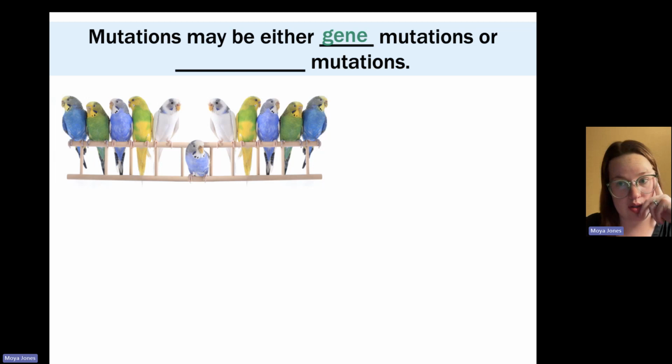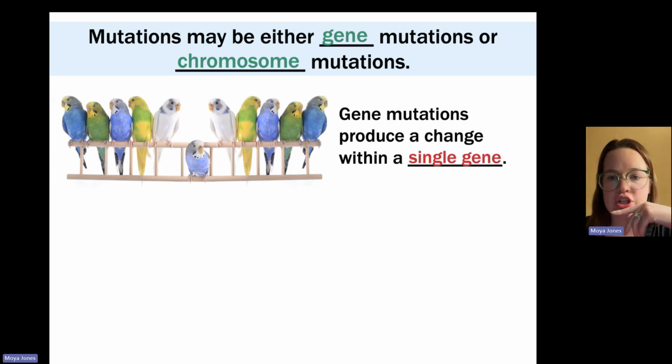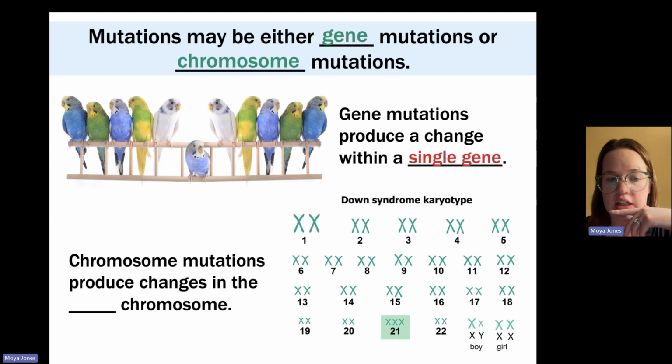Mutations can either be gene mutations, which is all of the mutations we just talked about. When you change one portion of a little bit of DNA, whether it's a point mutation or a frame shift mutation or an inversion mutation, you're just dealing with one gene. That is a gene mutation. There are also chromosome mutations, which are what we talked about with the karyotypes. So if we're talking about trisomy or monosomy, those would be chromosome mutations because that's a difference in an entire chromosome. Gene mutations produce a change within a single gene. Chromosome mutations change a whole chromosome.